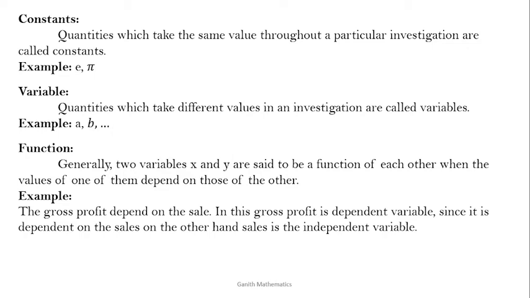Then function. Generally, two variables X and Y are said to be a function of each other when the value of one of them depends on the other. To explain this concept of a function, I have given an example. The gross profit depends on the sale. We know that if the sale increases, then profit increases. It's obvious, right? So this gross profit is the dependent variable and sales is the independent one.